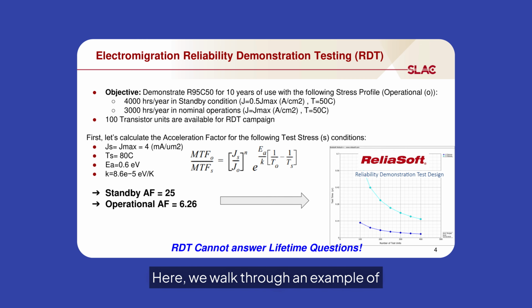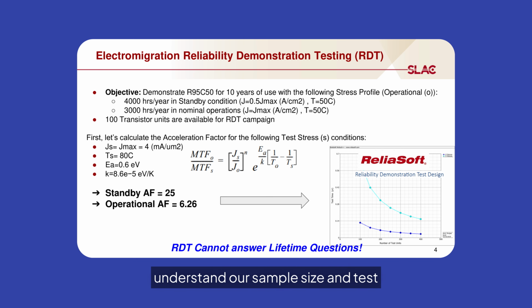Here, we walk through an example of Reliability Demonstration Test, RDT, planning for electromigration. The objective of this test is to demonstrate reliability of 95% with confidence of 50% for 10 years of use under the following operational stress profile. Standby operation: 4,000 hours per year at a current density of half of the max rated current density and a temperature of 50 degrees C. Nominal operation: 3,000 hours per year at max rated current density and a temperature of 50 degrees C.